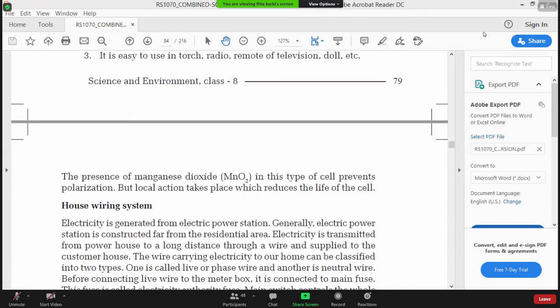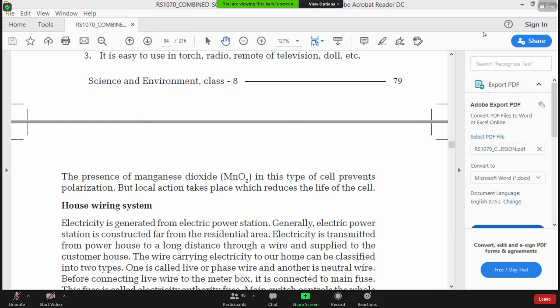The defects such as polarization and local action can be found in the simple cell, whereas the chances of polarization in the dry cell are very much lesser because of the presence of the manganese dioxide inside the dry cell.